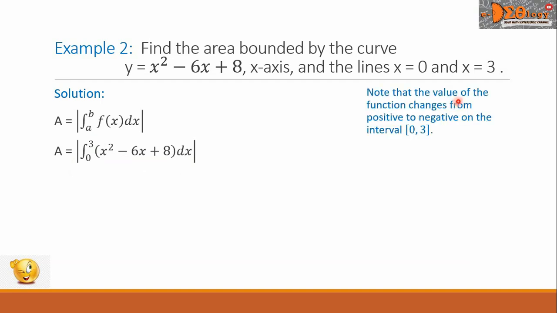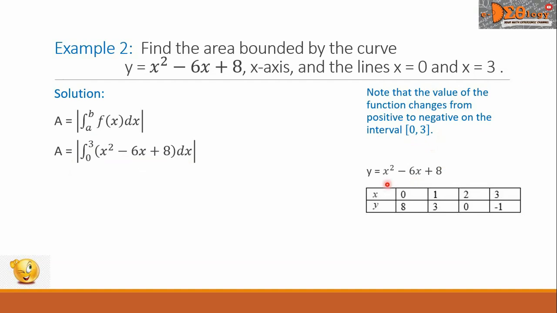Take note that the value of the function changes from positive to negative on the interval from 0 to 3. To show this, we write our function and also the table of values. Considering the values of x on the given interval, starting when x equals 0, y is 8. When x is 1, y becomes 3. When x is 2, y is 0. When x is 3, y is negative 1.